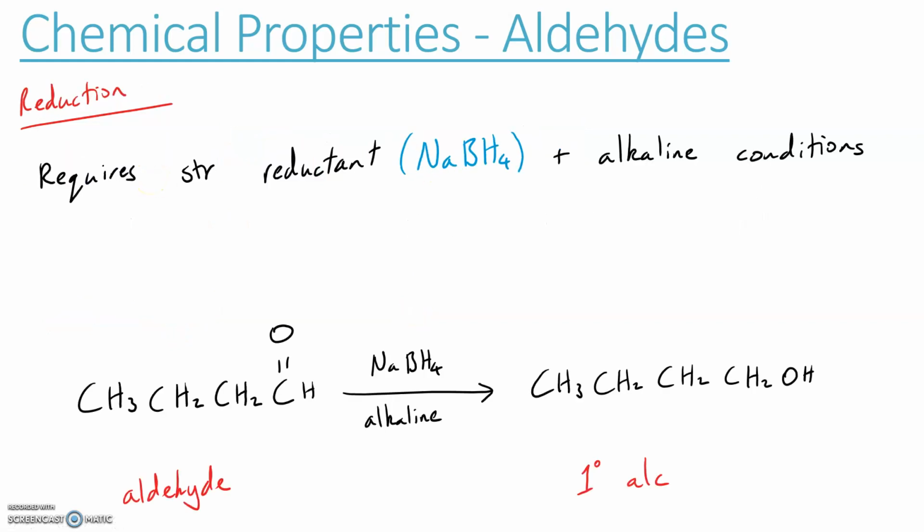Okay, we can also reduce an aldehyde to go back to an alcohol. Just as we oxidize an alcohol to go to an aldehyde, we can reduce an aldehyde to go to an alcohol. The most common way of doing that is using sodium borohydride in an alkaline solution or alkaline conditions. And we go back from an aldehyde to a primary alcohol by doing that. So that's aldehydes.